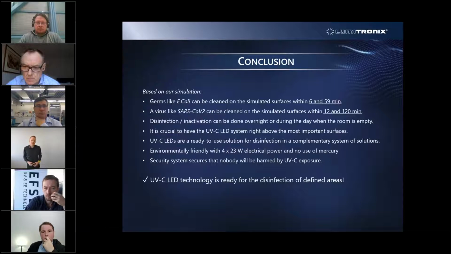With 4 times 23 watts and no use of mercury at all, we consider our solution to be both sustainable and environmentally friendly. And we have our security system that ensures that nobody will be harmed by UV exposure. And how this security system works, my colleague Mario will now fill you in on that.